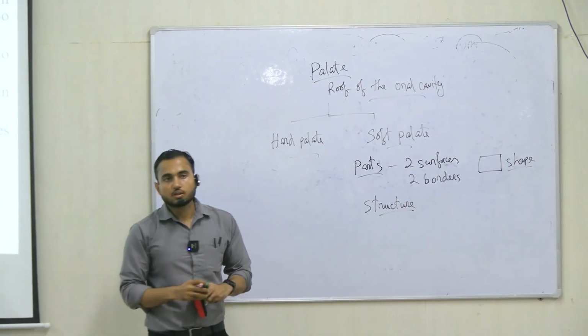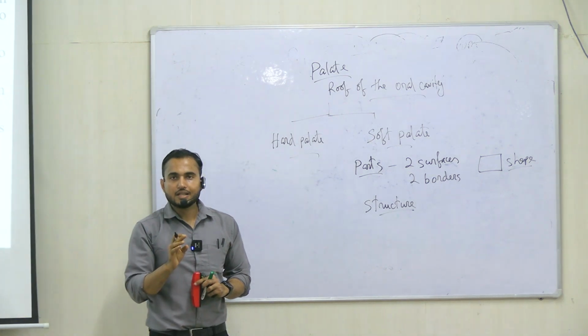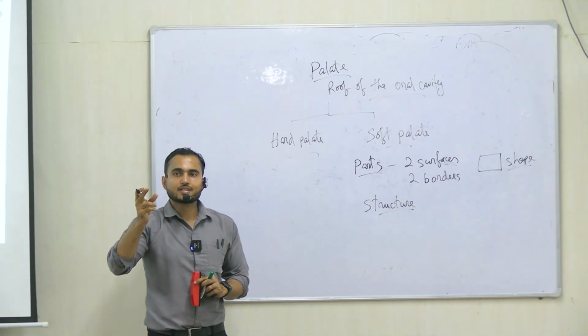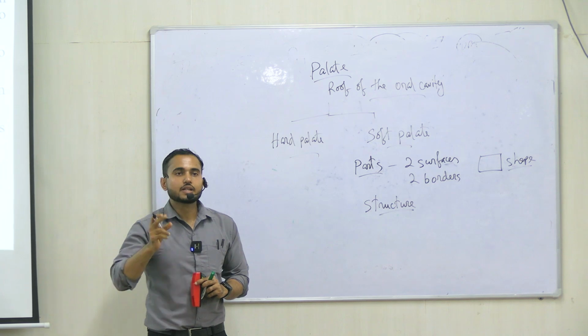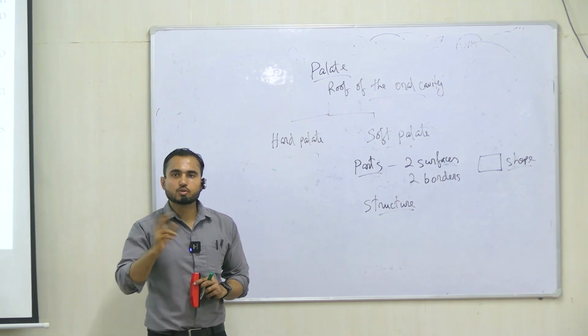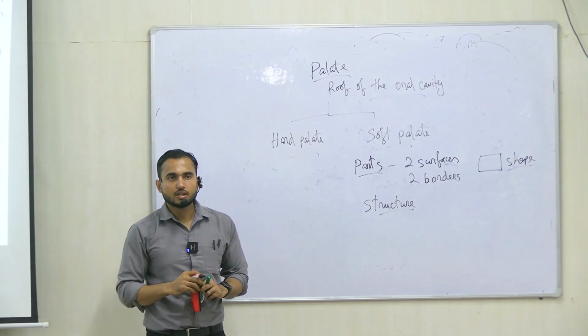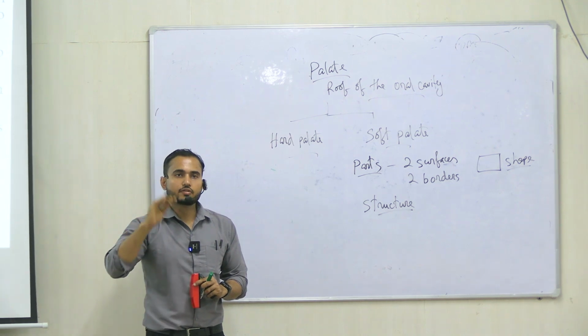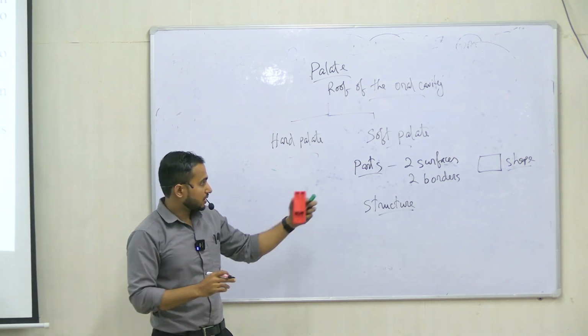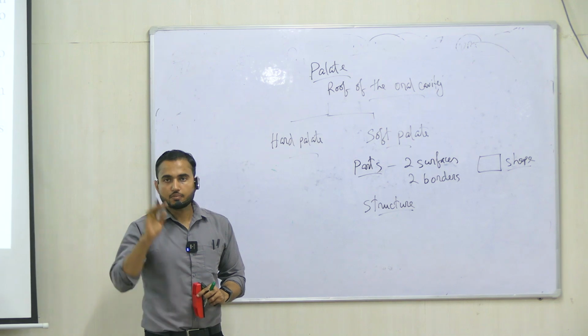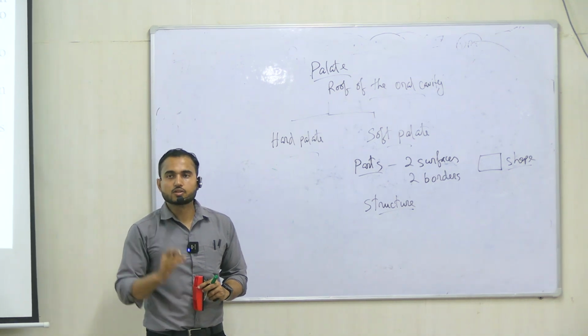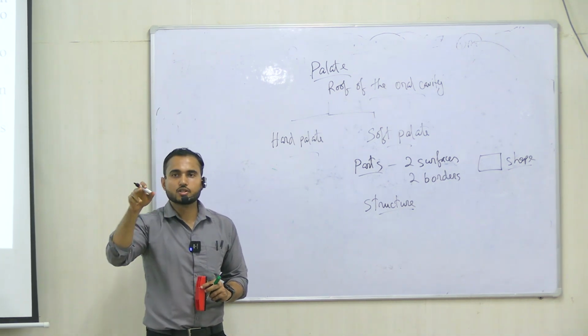Okay, so the soft palate is having two different surfaces. For that, the lining epithelium in those two surfaces is different. For example, the soft palate, if you see the borders and the surfaces. So two surfaces are the anterior surface and posterior surface.